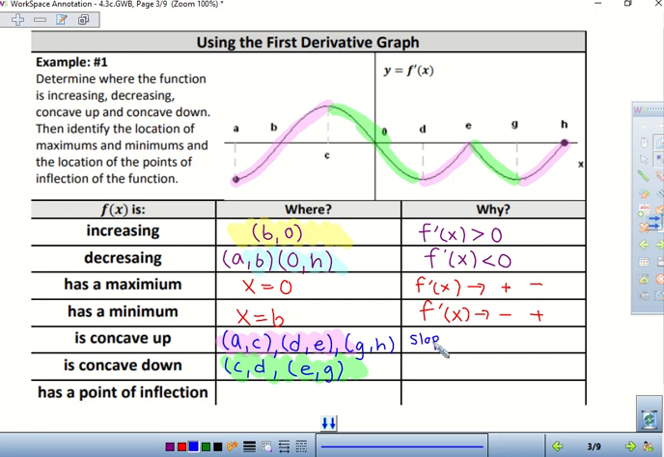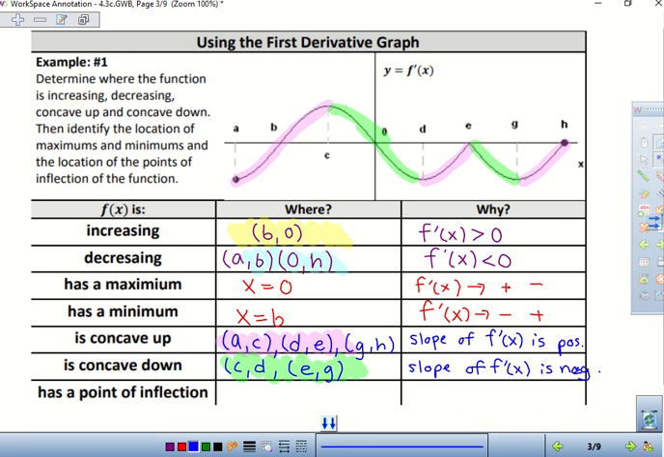The slope of the derivative is positive, and then the slope is negative. So any questions so far about what we have?